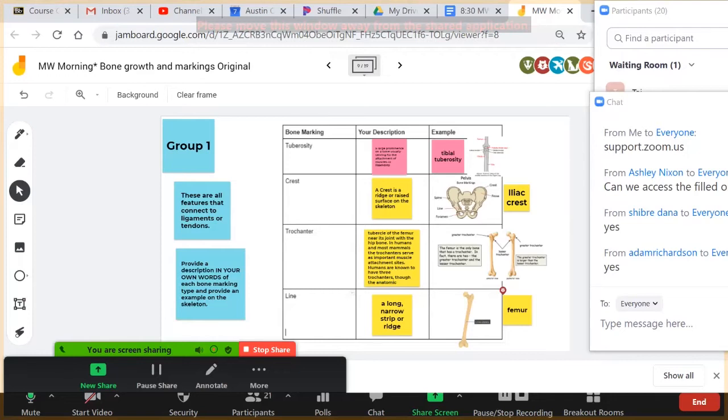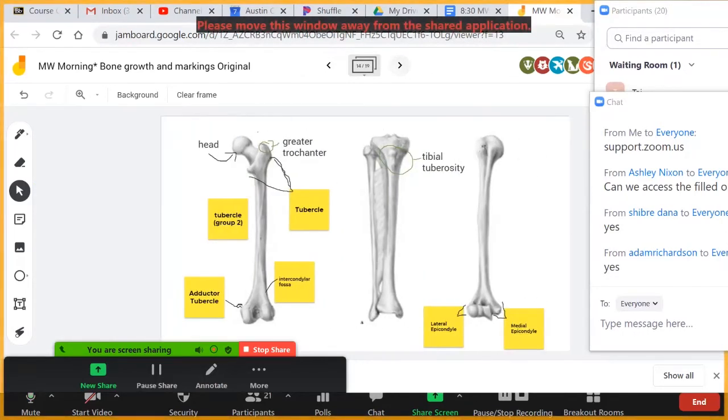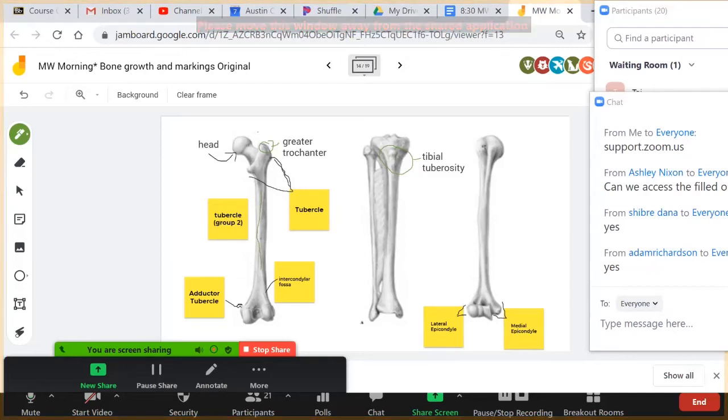A line is what it sounds like. It's a little tiny ridge of bone. A good example, there's a big line on the femur. You find big lines a lot on the long bones because those are great places to attach ligaments and tendons and things like that, and muscles can attach there. So see this line running down. I'm blanking out on the name of that guy. Let me look it up. I made some notes.